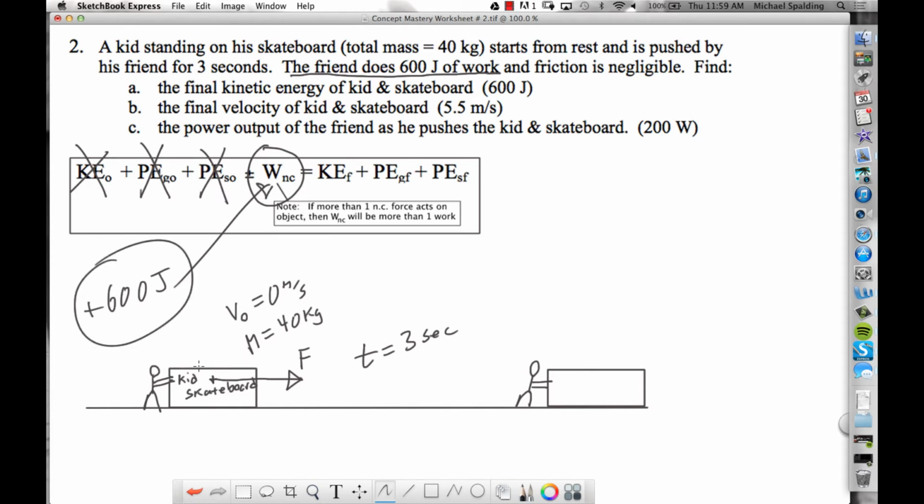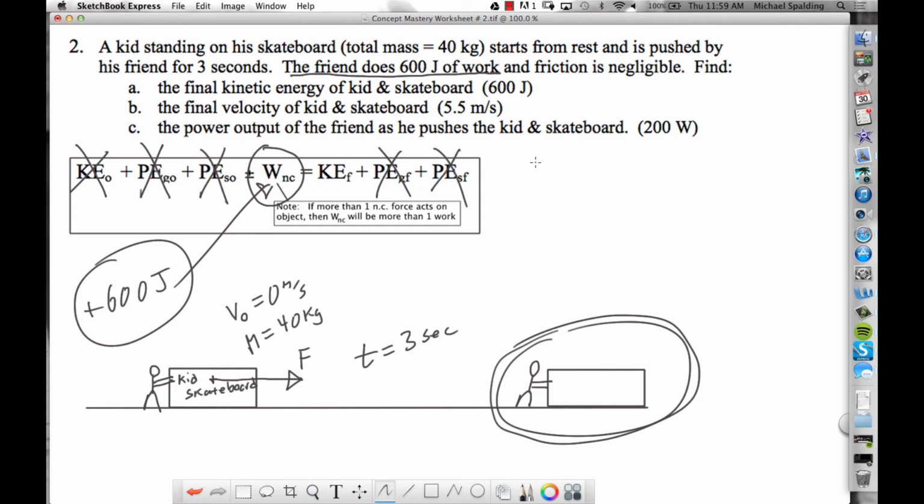Okay, now let's go through our final energies over here. So over here, the friend has pushed for 3 seconds. Do we have kinetic final? Is this moving? Yeah, because the friend just pushed for 3 seconds, right, with a force doing work. So we have kinetic energy over here because it's in motion. Do we have potential of gravity over here? No, that would be if he went up a hill. So we have no potential of gravity. Any spring energy? No spring energy.